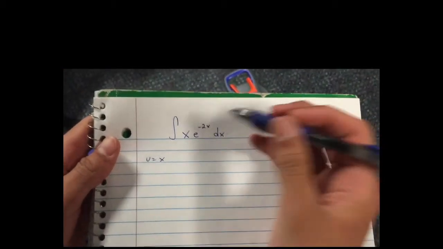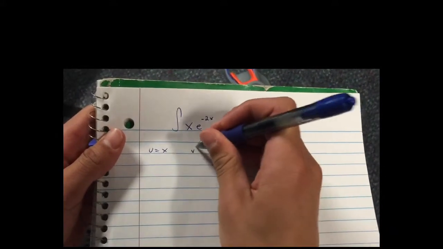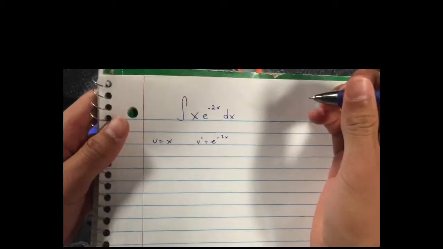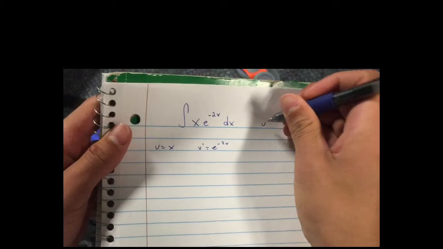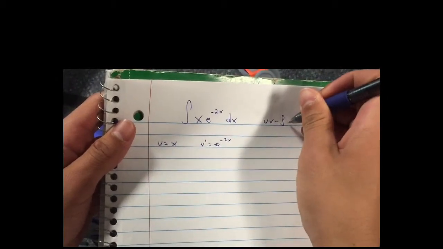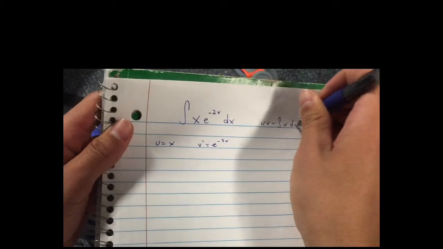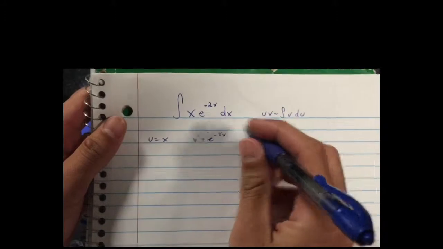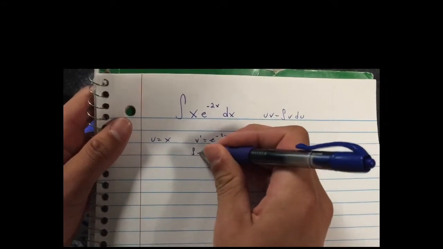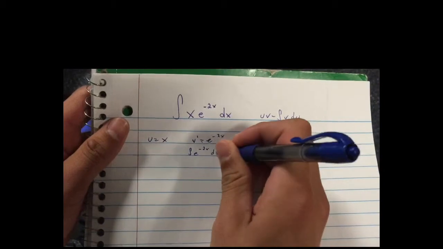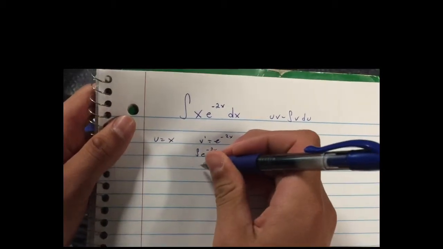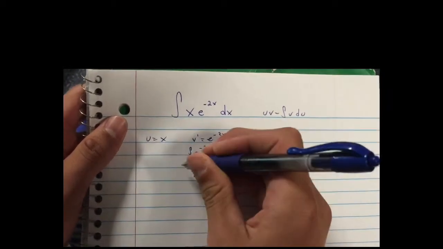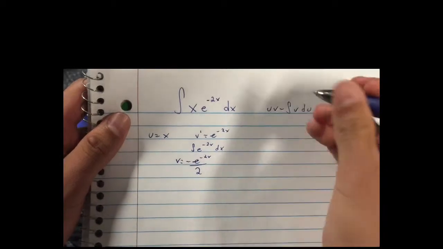Like that, which henceforth e to the negative 2x would be the dv. And just like he said, the formula would be the integral of u dv, and we've got to find the rest of them. So u is x, and we have to find v. So the integral of e to the negative 2x dx is negative e to the negative 2x over 2. So we have that, so we could plug those two in.